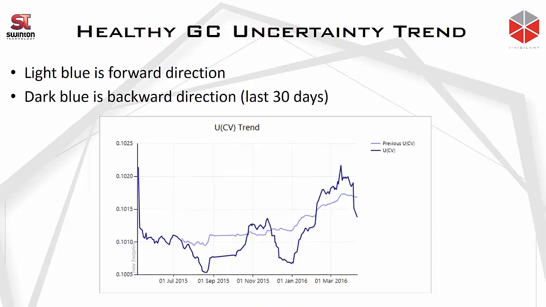If we take a closer look, it looks like this. And as you see, the scale is really, really low. It's only 0.102% uncertainty of the GC. So from here, we can conclude that the GC is working very, very well, in a very reproducible manner.